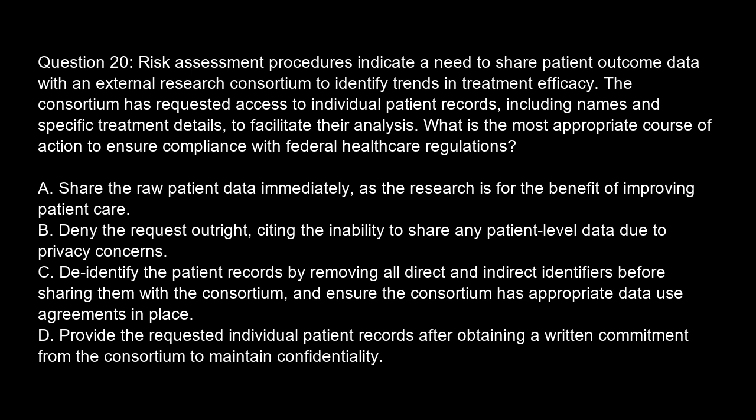Option A. Share the raw patient data immediately, as the research is for the benefit of improving patient care. Option B. Deny the request outright, citing the inability to share any patient-level data due to privacy concerns. Option C. De-identify the patient records by removing all direct and indirect identifiers before sharing them with the consortium, and ensure the consortium has appropriate data use agreements in place. Option D. Provide the requested individual patient records after obtaining a written commitment from the consortium to maintain confidentiality.